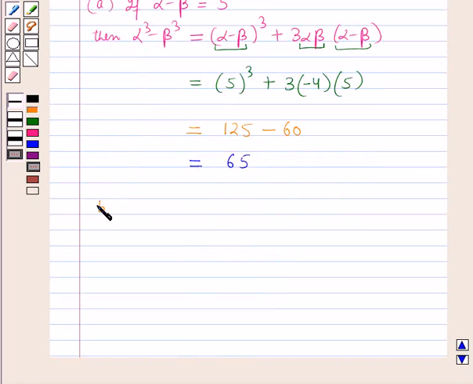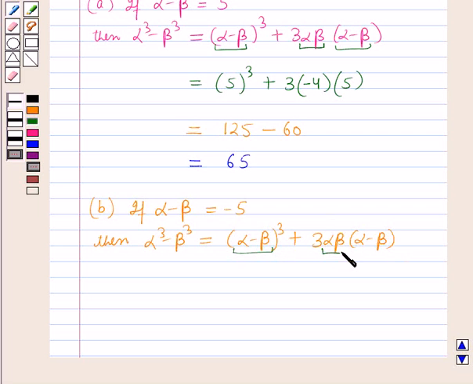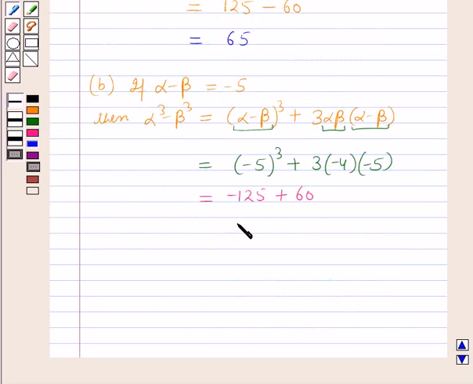Now let's discuss the second case when alpha is less than beta. That means if alpha minus beta is equal to minus 5, then alpha cube minus beta cube, according to the formula, will be alpha minus beta whole cube plus 3 alpha beta into alpha minus beta. Now, putting the values, this will be equal to minus 5 whole cube plus 3 into alpha beta, which is minus 4, into alpha minus beta, which is minus 5. This is equal to minus 5 whole cube, which is minus 125, plus 3 into minus 4 into minus 5, which is 60. So this will be equal to minus 125 plus 60, which is minus 65.